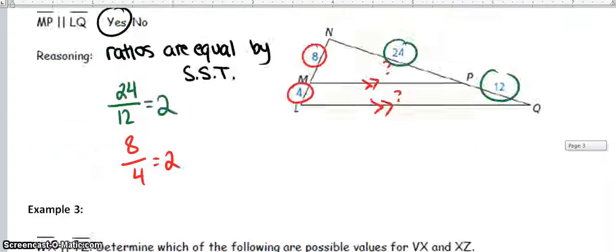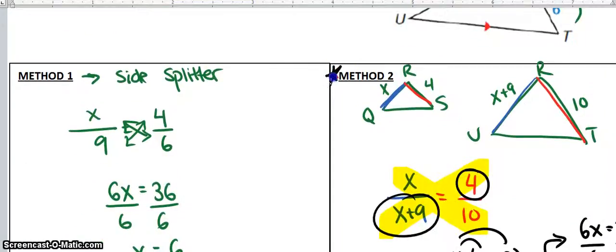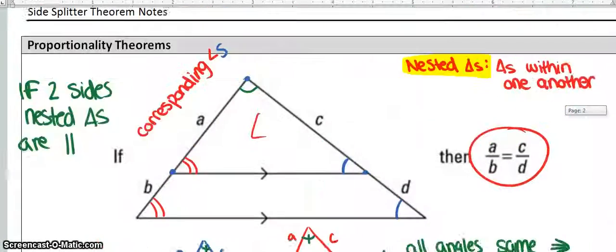So that's all about side splitter theorem. It's basically just another application of similarity if you think about it. Method 2 you've already learned, but method 1 is another tool you can add to your toolbox. If you have any questions, please ask now. Otherwise, try example 3 on your own.